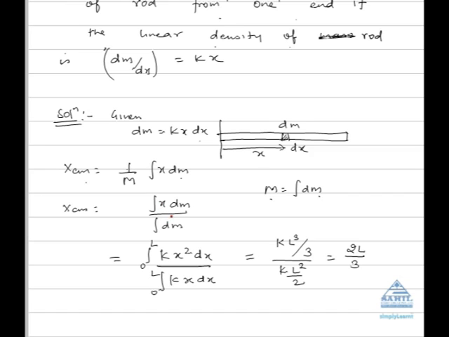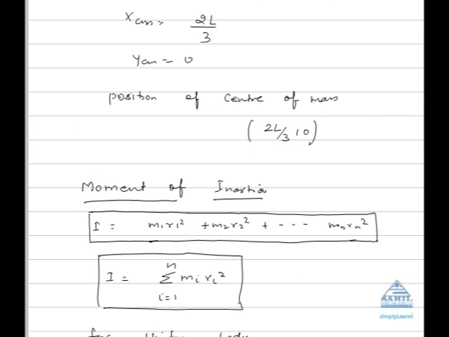Now from the formula we substitute the value of dm in numerator as well as denominator and integrate from 0 to L. We get the value of x is equal to 2L by 3. Now x center of mass is equal to 2L by 3, whereas the y coordinate of the rod remains 0, means position of center of mass is given by 2L by 3 comma 0.